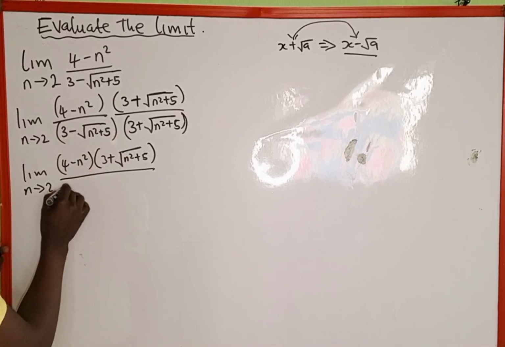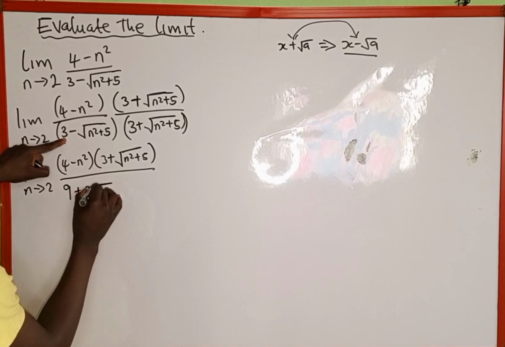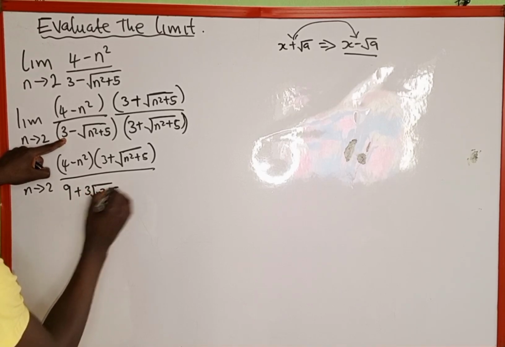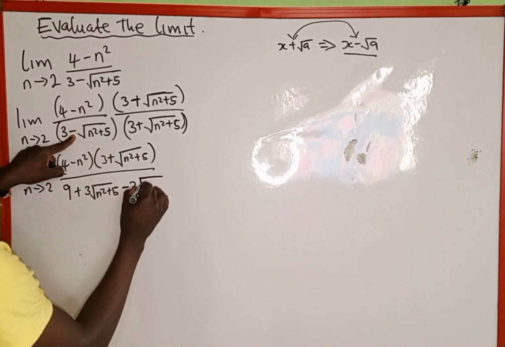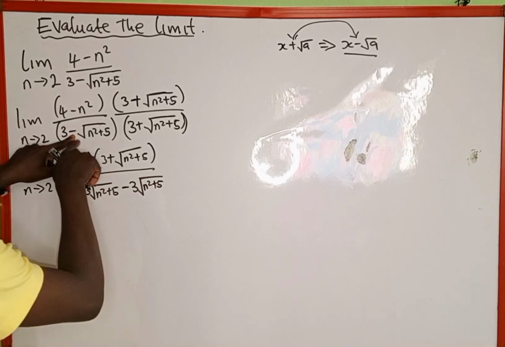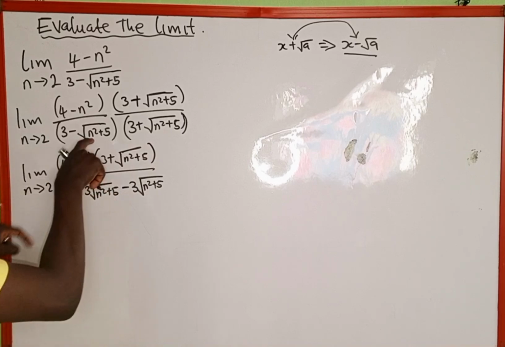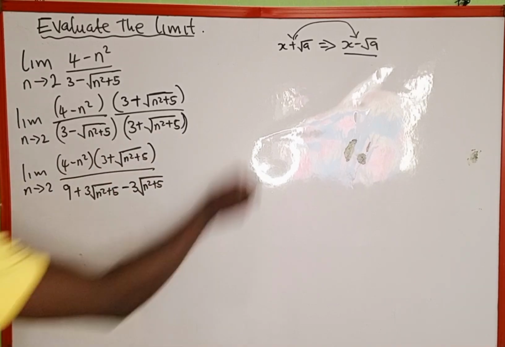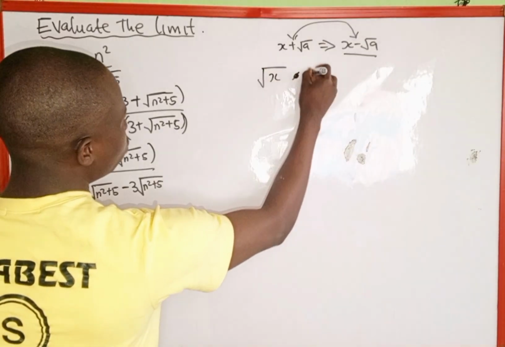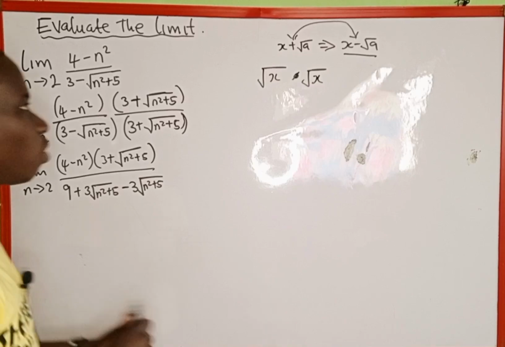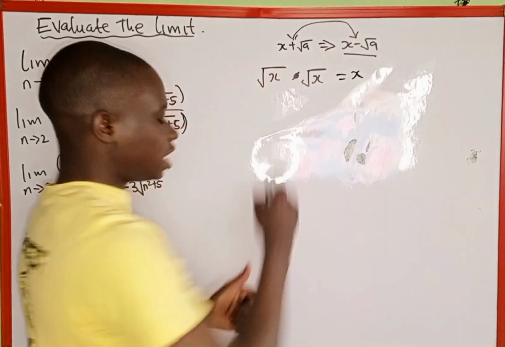3 multiplied by 3 is going to give us 9. Then 3 multiplied by root n squared plus 5 is going to give us 3 root n squared plus 5. Then negative root n squared plus 5 multiplied by 3 is going to give us negative 3 root n squared plus 5. Then negative root n squared plus 5 multiplied by root n squared plus 5. What do you notice here? The term in the square root is the same. So for instance, when we have square root of x multiplied by square root of x, when the square root of the same term is multiplied, the answer is going to be what? The term, which is x.